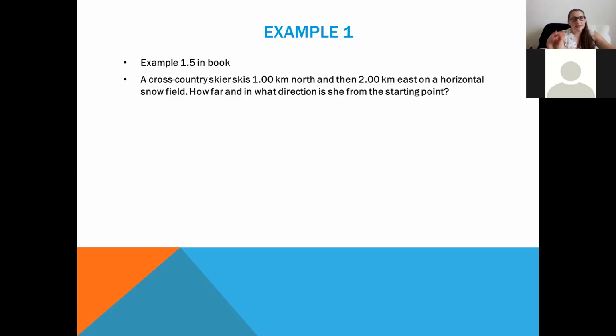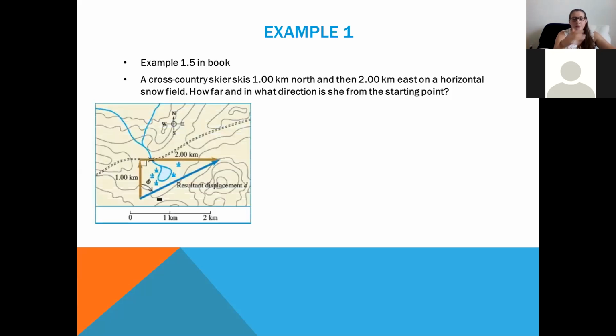So next up, we set up the problem, and I definitely recommend, especially when we're dealing with things like vectors, that you draw the scenario as best as you can to scale. So here's the picture of what that looks like. She goes 1 kilometer north and then 2 kilometers east. And our resultant displacement, or the result of that, is what we're looking for.